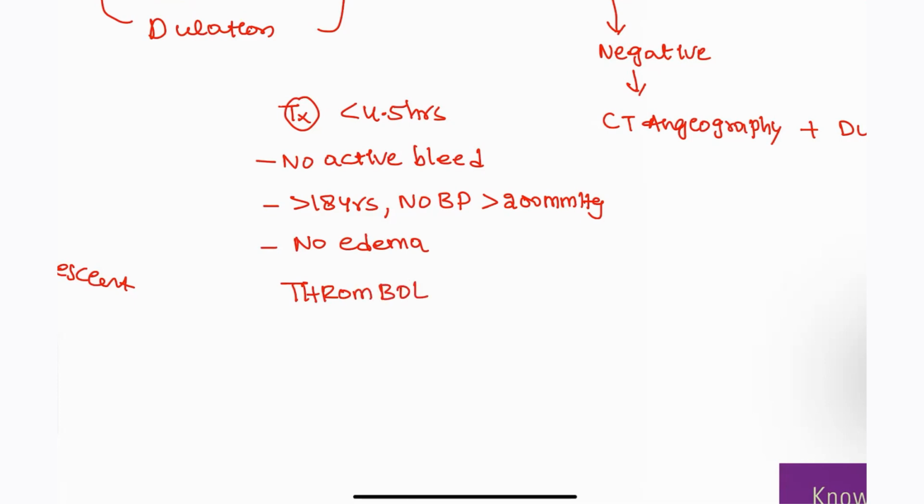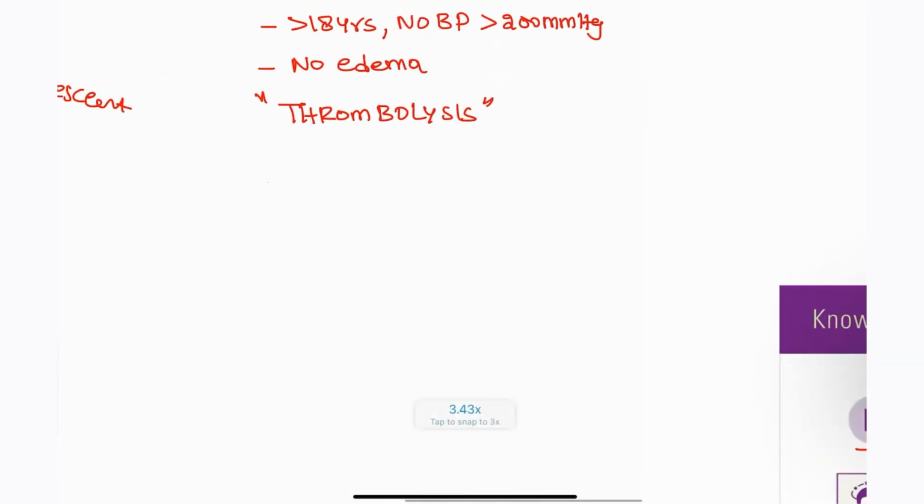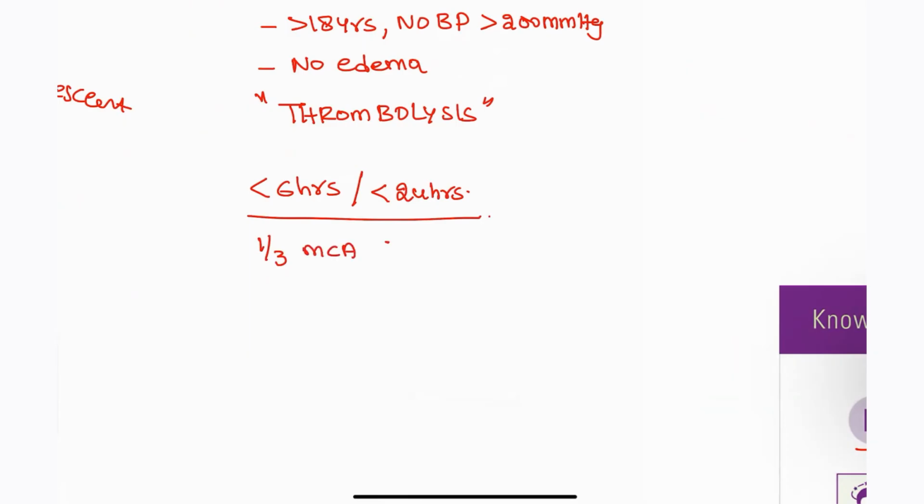Thrombolysis can be done for this patient, right? Next, another protocol: if the patient is less than 6 hours or within 24 hours, and less than one third of the MCA territory is involved, then we can proceed for mechanical thrombectomy. This is another protocol that we can follow.